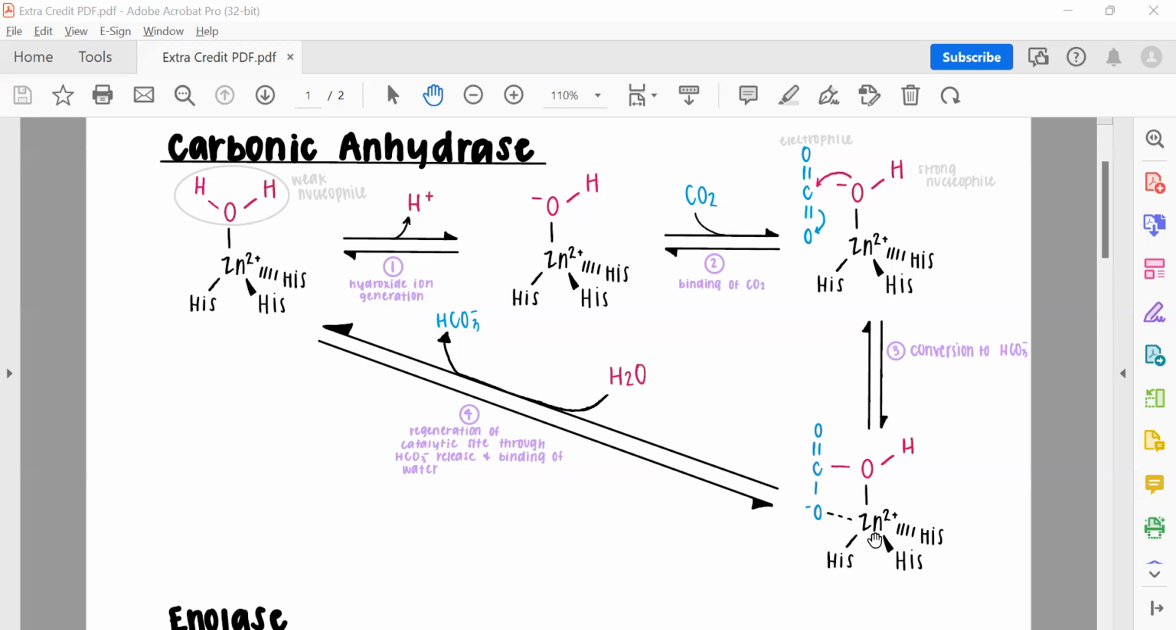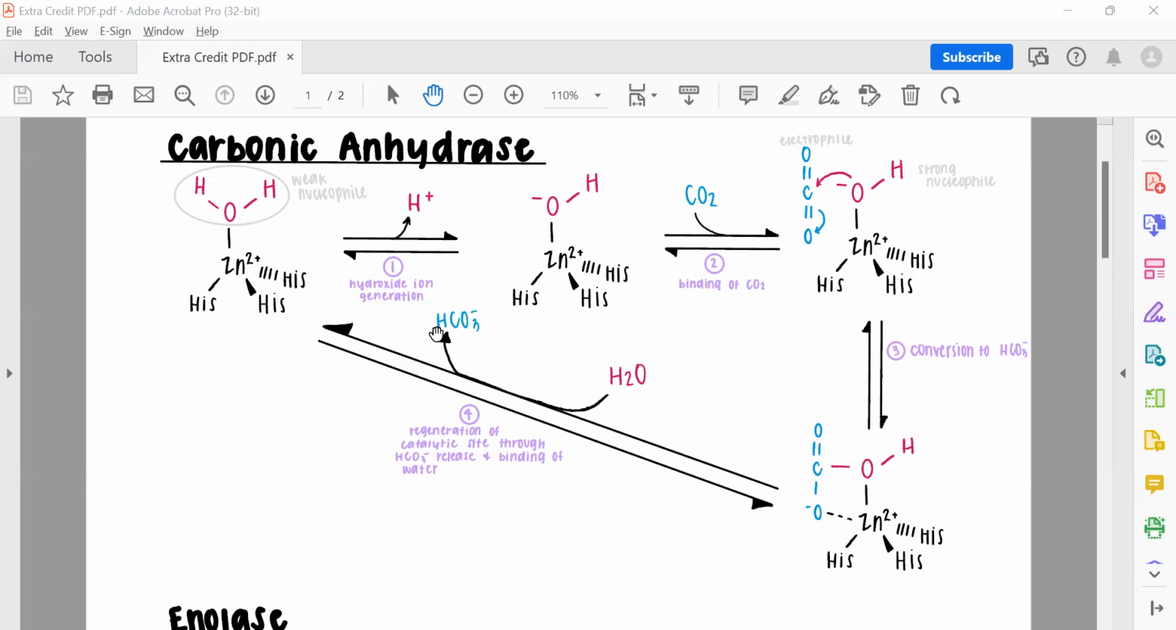In the next step, we want that carbonic anhydrase to return to its original form in order to be reused. And we also want to now access this hydrogen bicarbonate. So to do this, we will regenerate the catalytic site through the release of this hydrogen bicarbonate and through the binding of water, which we can see here.